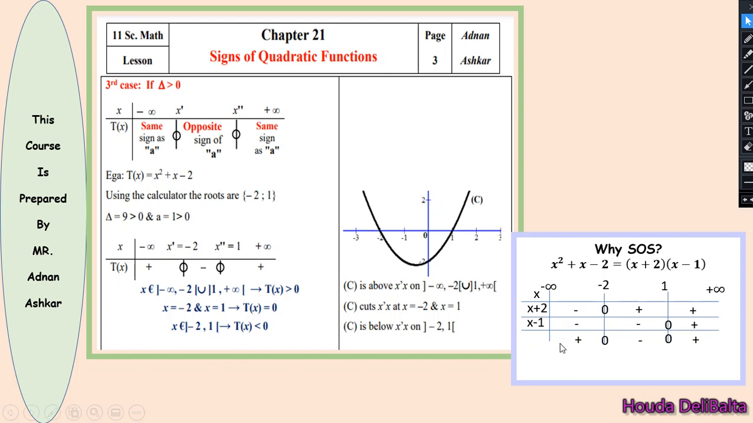Now multiplying the signs we get plus, minus, plus, and thus this is the case we were talking about: same, opposite, same. So here is f of x, which is the product of these two factors, and same as a, which is 1, opposite, same. And here is where the idea of same, opposite, same came from, if we are going to prove things analytically.